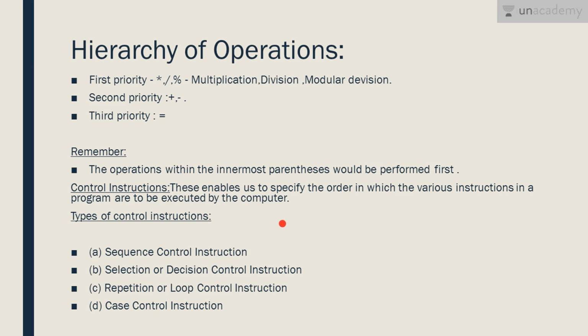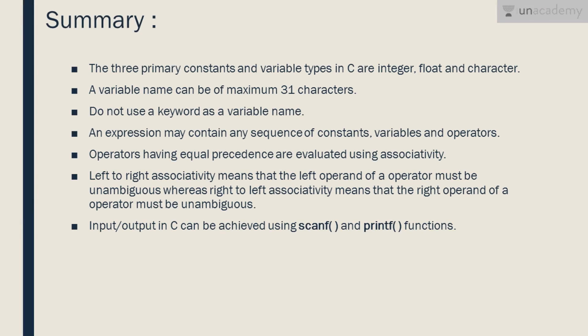Control instructions enable us to specify the order in which various instructions in a program are to be executed by the computer, right? The types of control instructions are sequence control instruction, selection or decision control instruction, repetition or loop control instruction, and case control instruction, which is switch case, which we will be discussing further. So let's see the summary of what we have learned.